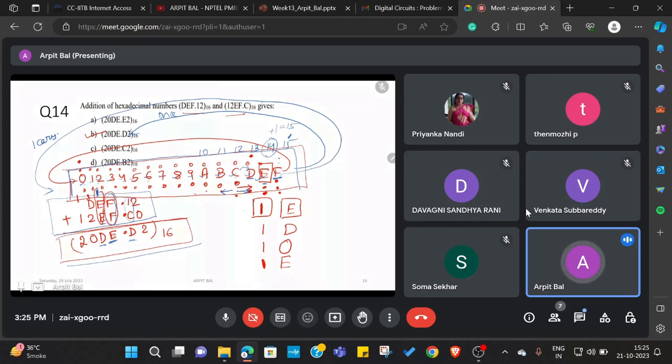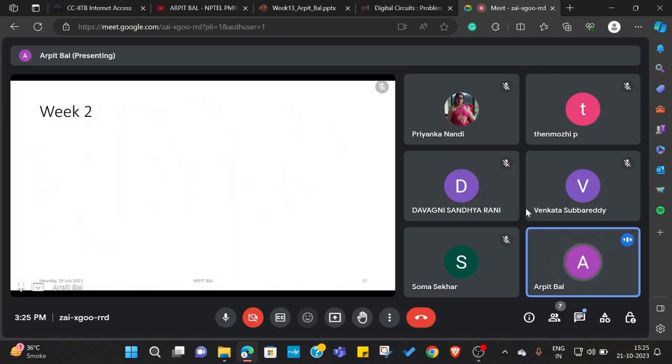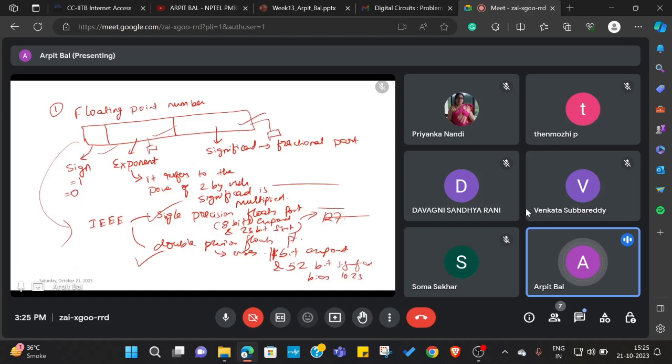So this number line system is actually handy, that will help you to arrive at the correct answer. You can use it, and once you have good practice with this number system, you will find it easy to do without using the number line. Okay, so those were the important questions from week 1.